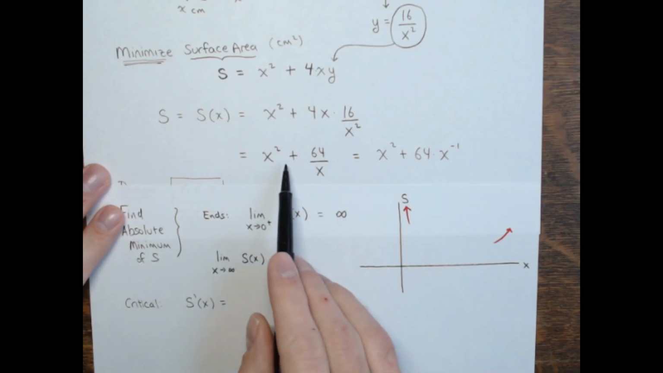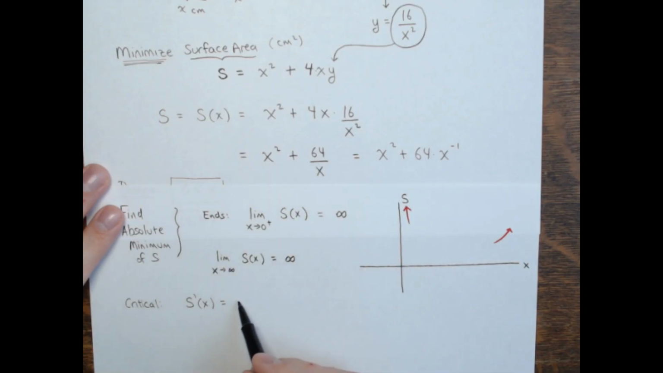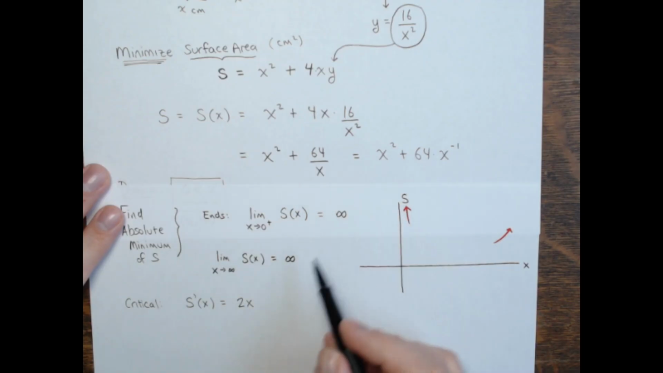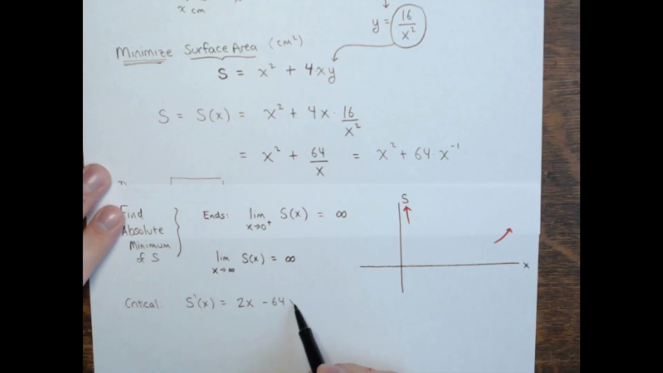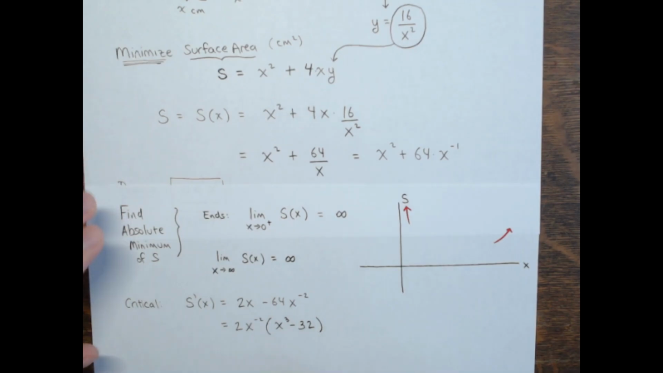So again, I'll just put it this way. You have 2x minus 64 times x to the negative 2. And you could factor this; they both have a common factor of 2, and the lowest power of x is x to the negative second. So if I were to pull that out, then you'd have x cubed minus 32 left over. And you can double check, that'd be 2x, and then minus 64 x to the negative second.